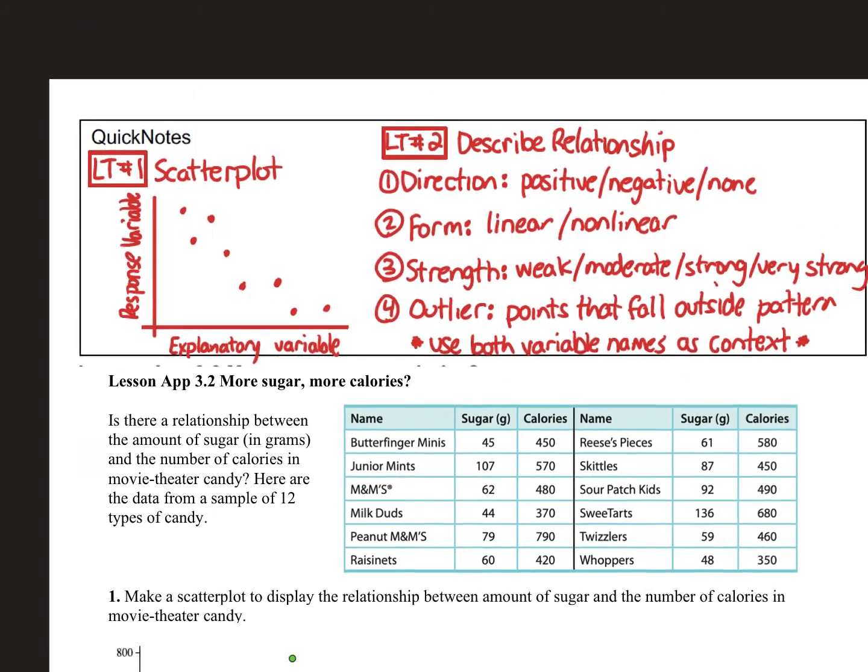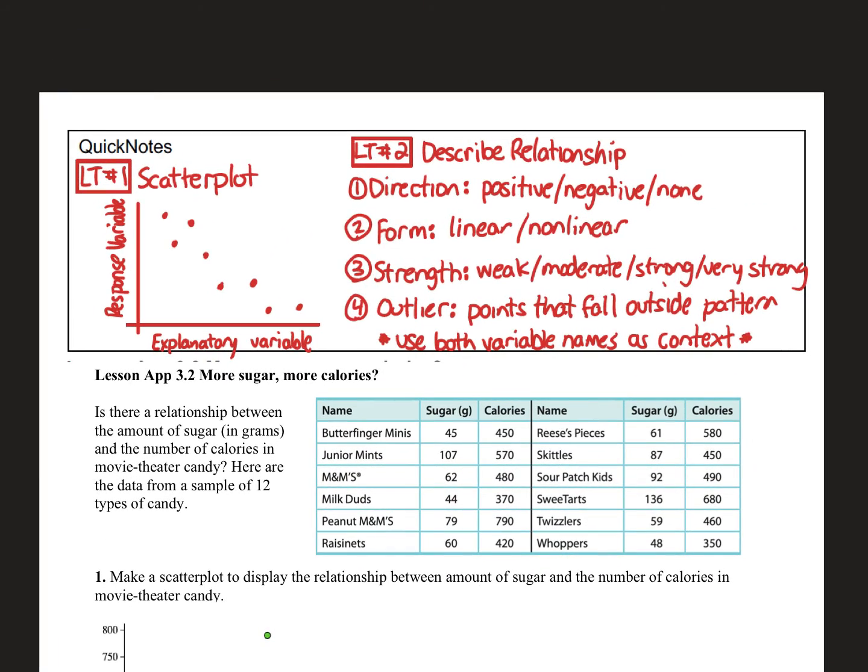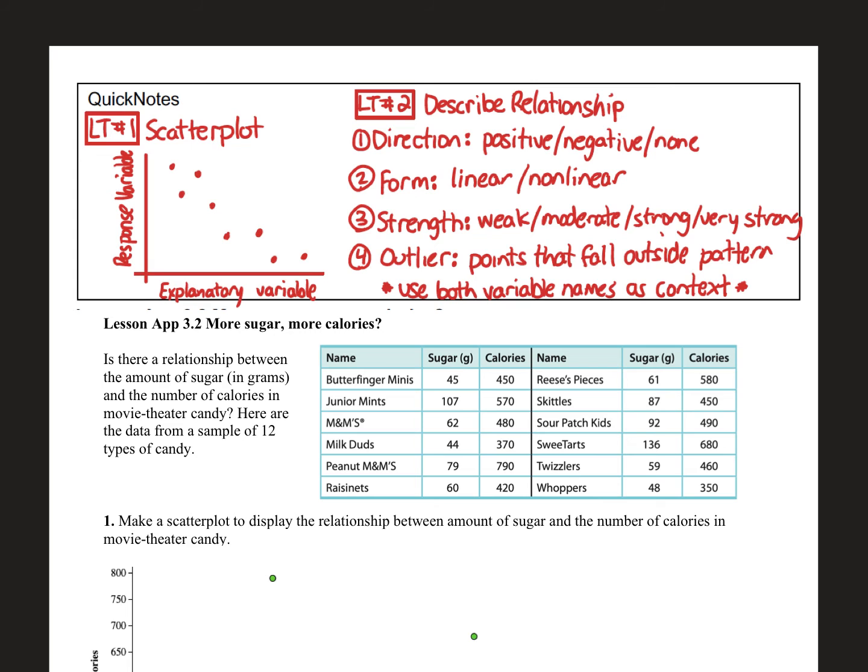So here's the quick notes, and of course you guys can use the pause button to get that copied down. Again, just where do we put the response variable? Where does the explanatory variable go? Again, the different points to hit during the description. So, again, this little tip is that you're using both variable names as context when you're writing your description. So, let's get that copied down, then we'll look at the example here.